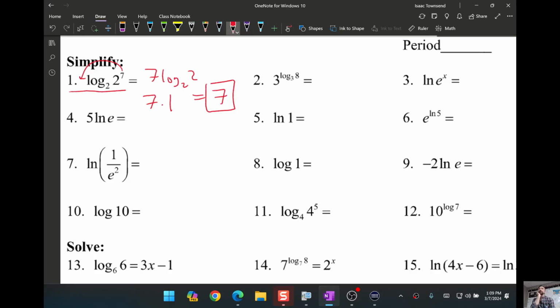Okay, look at the rest of 1 through 12. What's another question that you think would work out the same way, same property? 4. Not quite 4. What else? 11. Okay, I agree, 11. Notice 5 is an exponent on something we're taking the log of, so the 5 can come down out front. Log base 4 would be 1. 5 times 1 is 5. I see one more that works out exactly the same way.